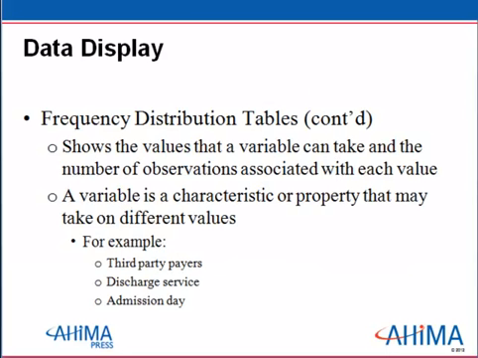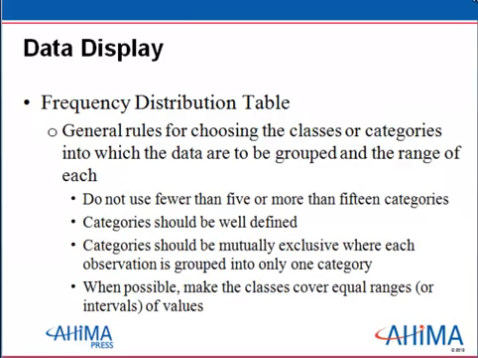A frequency distribution shows the values that a variable can take and the number of observations associated with each value. A variable is a characteristic or property that may take on different values. For example, third-party payers, discharge service, or admission day are examples of variables.